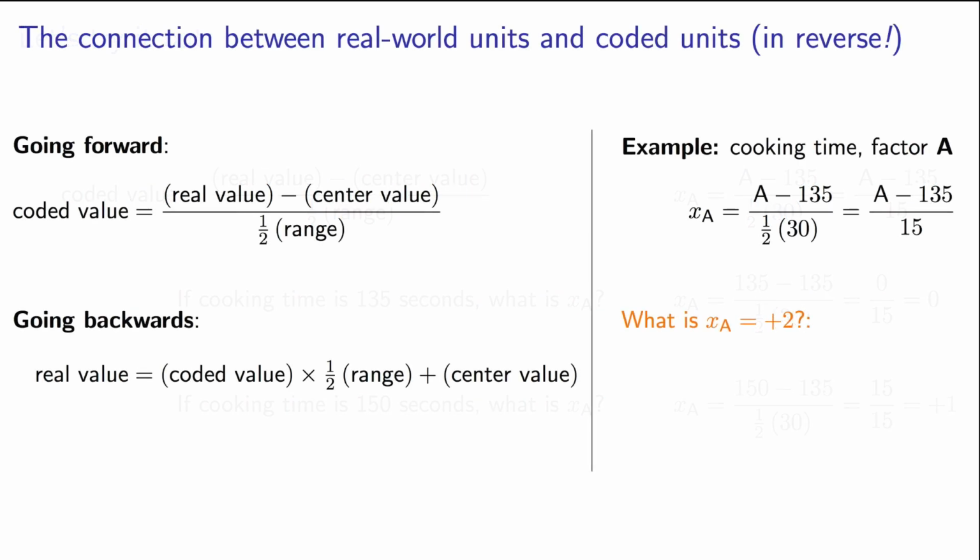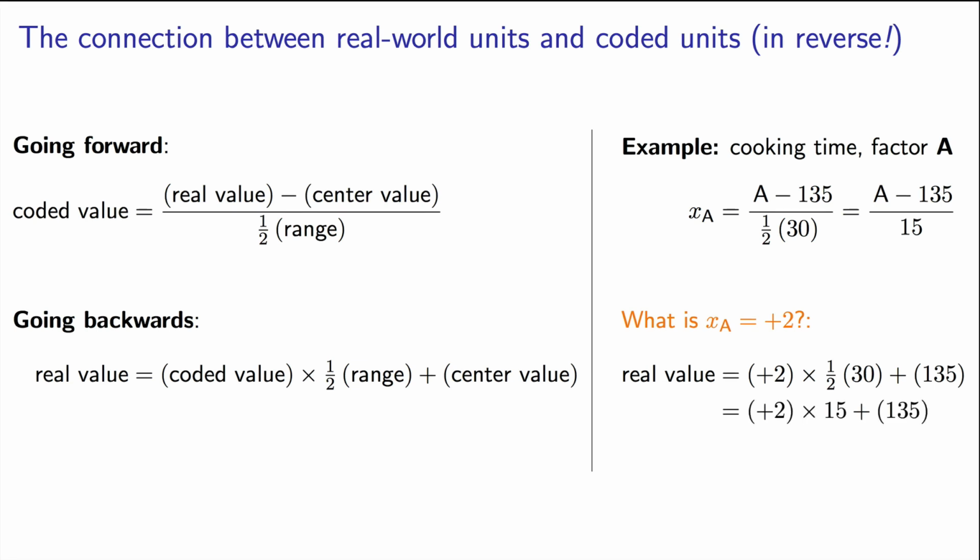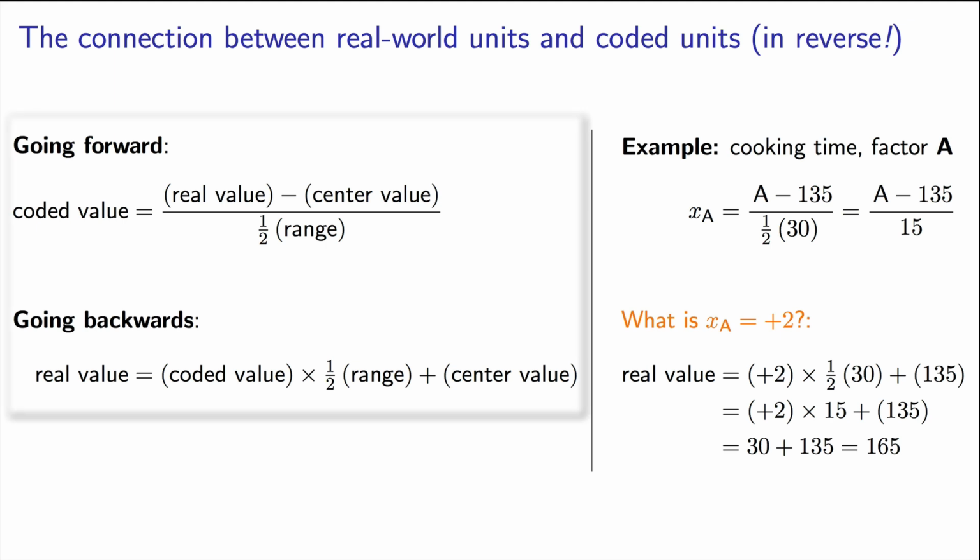You could use the formula in the backwards direction. What does a cooking time of +2 in coded units correspond to in real-world units? If we work in reverse, we multiply our coded value by half the range, so that's +2 times 15, which equals 30. Then instead of subtracting the center point, we add it. So 30 plus 135 equals 165 seconds. So here's a summary of how to go from real-world units to coded units and back again. Keep this close by. We're going to use this many times in this section.